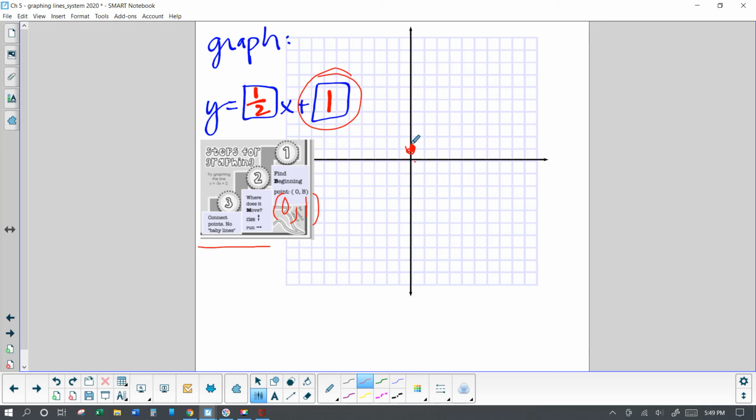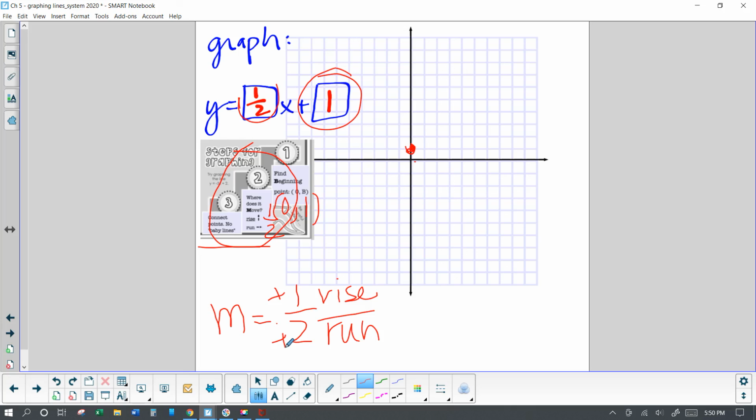Then I've got to figure out where does it move. And the way that I figure out where it moves is I look at my slope number. My slope number is 1/2. So the rise, and if you don't have these convenient notes, you can always just write out your slope as a ratio and then just label it. Here's your rise, here's your run. This is a positive 1, this is a positive 2.